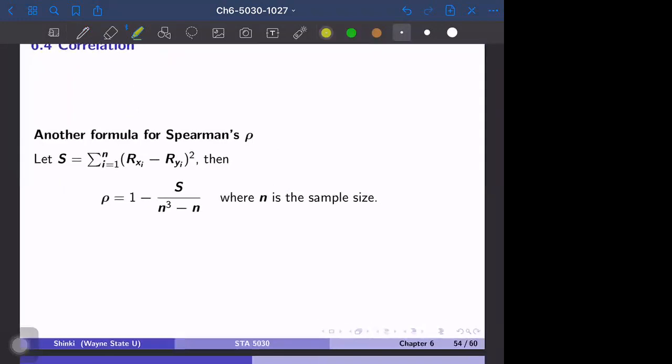Yeah. And actually, another formula for Spearman's rho is maybe easier for calculating rho. So we define S. S is the sum of squared differences between the rank for xi and the rank for yi. So typically, the sum of squared quantity S is small if X and Y are highly correlated. For example, if we have all observations in order like this, then S is equal to 0. If S is very large, maybe in this case it's largest, then S is very large. And rho is actually 1 minus S over n cubed minus n, where n is the sample size.